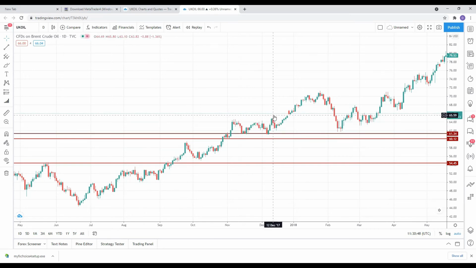Now, you may be asking, can this be an area of support? No, this is not an area of support. Why? Because this was a higher low. So we see here, this low was almost equivalent to this low. This was a higher low. This was a higher low. This low was lower than this low. However, this was the lowest low. So this was an area of support.